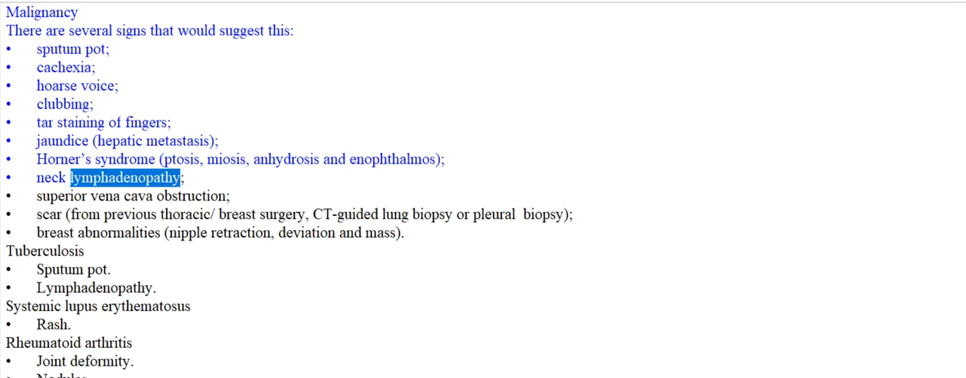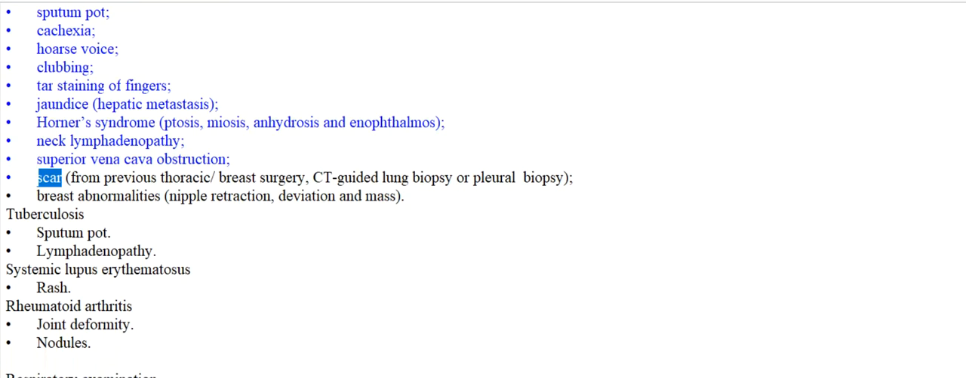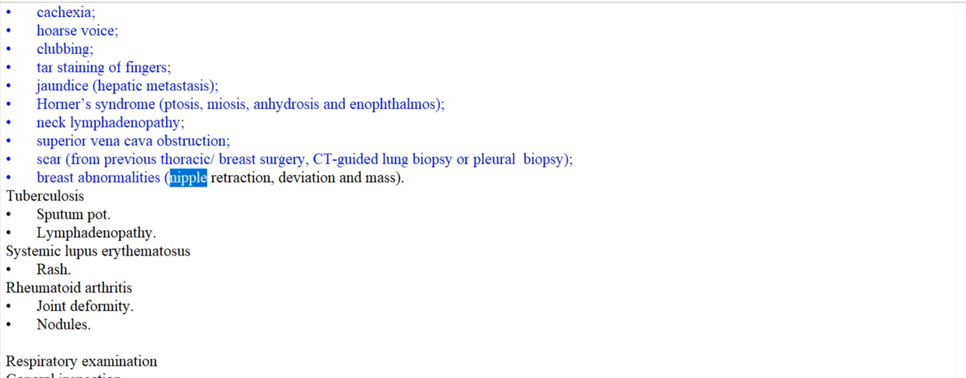Neck lymphadenopathy. Superior vena cava obstruction. Scar from previous thoracic or breast surgery, CT-guided lung biopsy, or pleural biopsy. Breast abnormalities: nipple retraction, deviation, and mass.